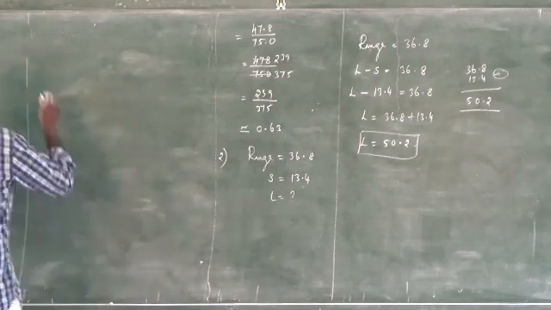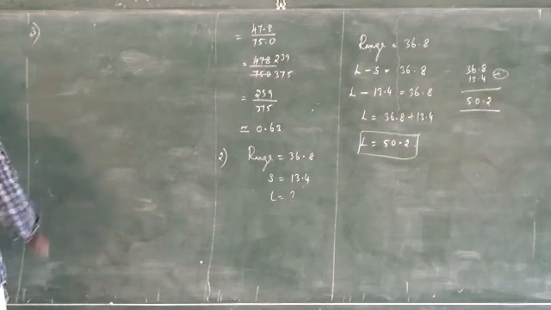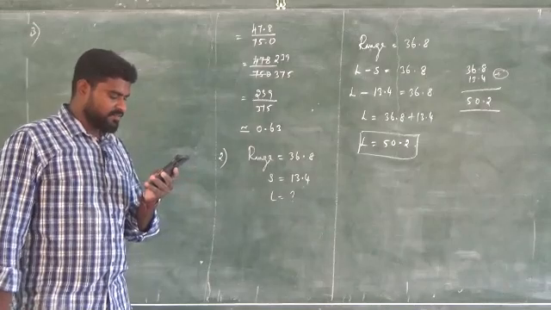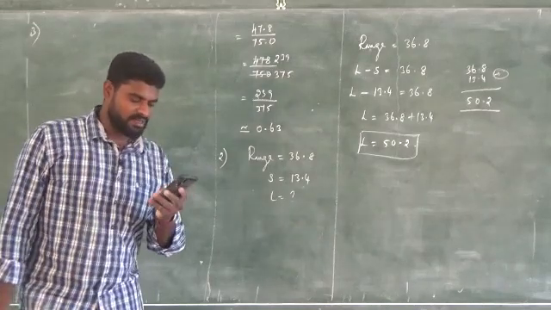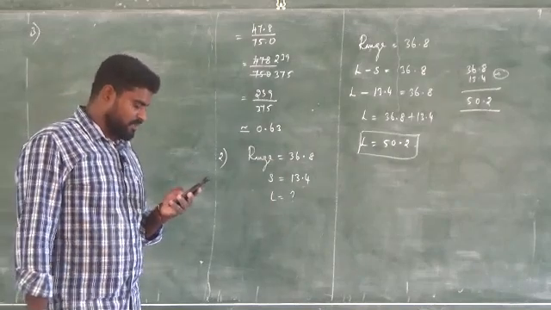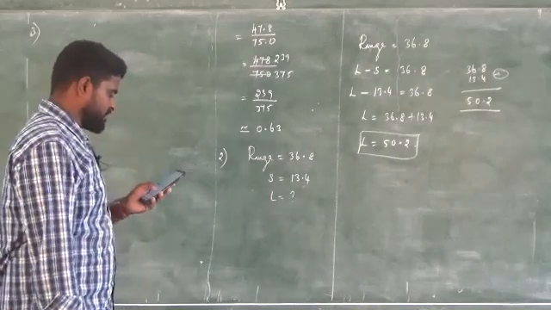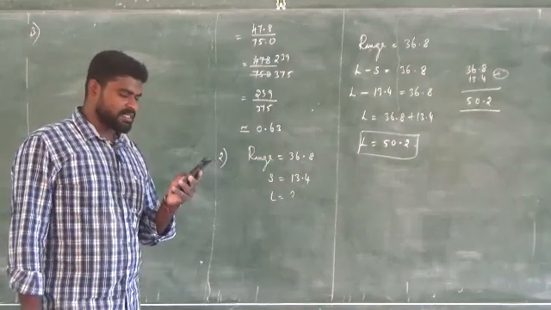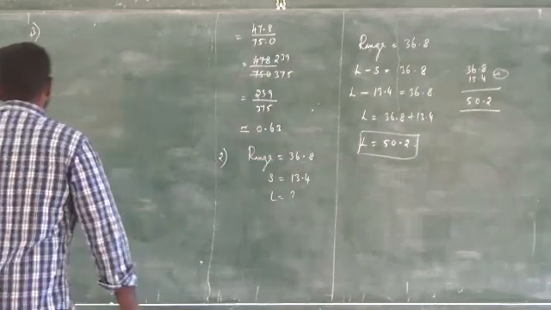Question number 3. Calculate the range of the following data. Income is given: 400 to 450, there are 8 workers. 450 to 500, 12 workers. 500 to 550, 30. 550 to 600, 21. And 600 to 650, 6 workers.